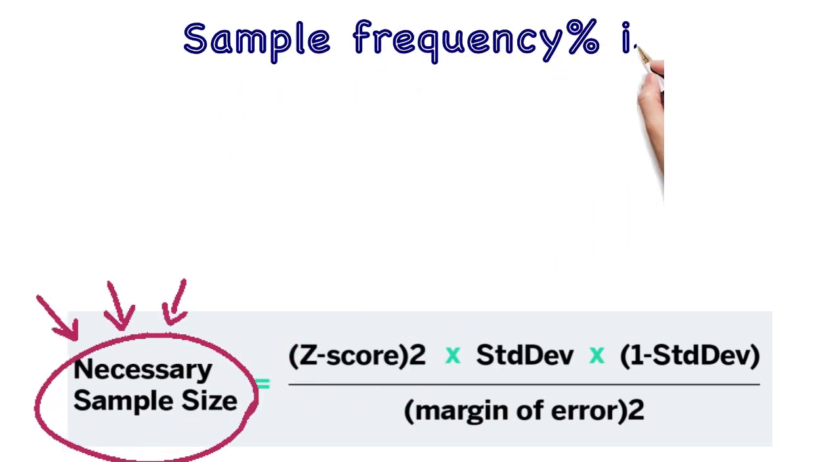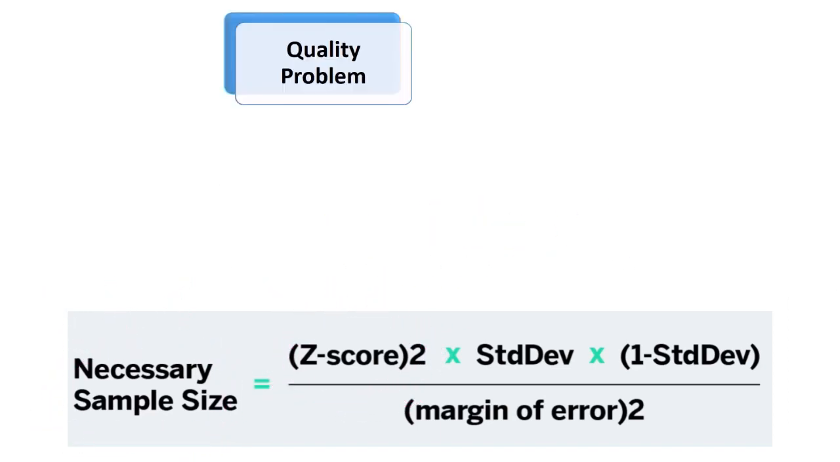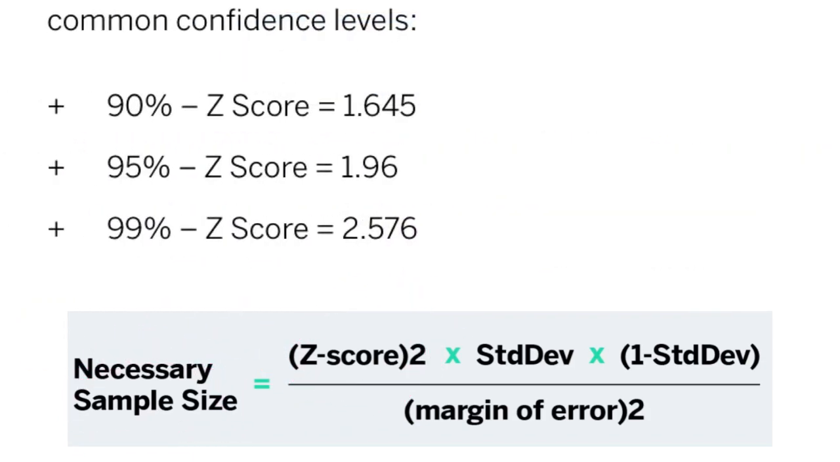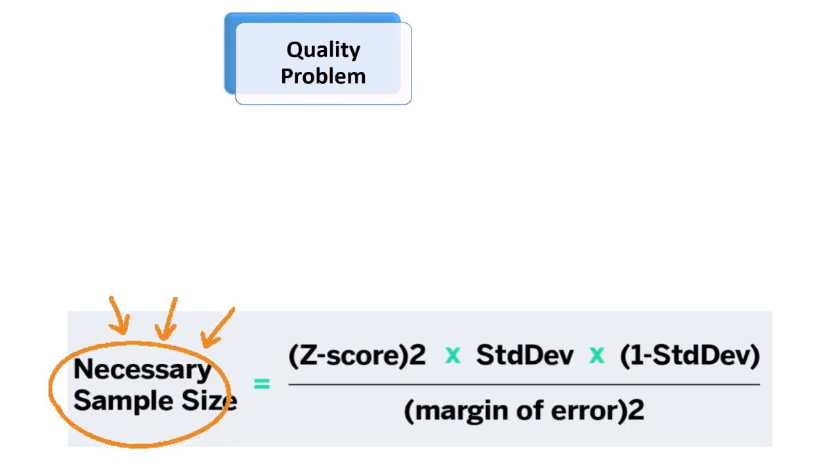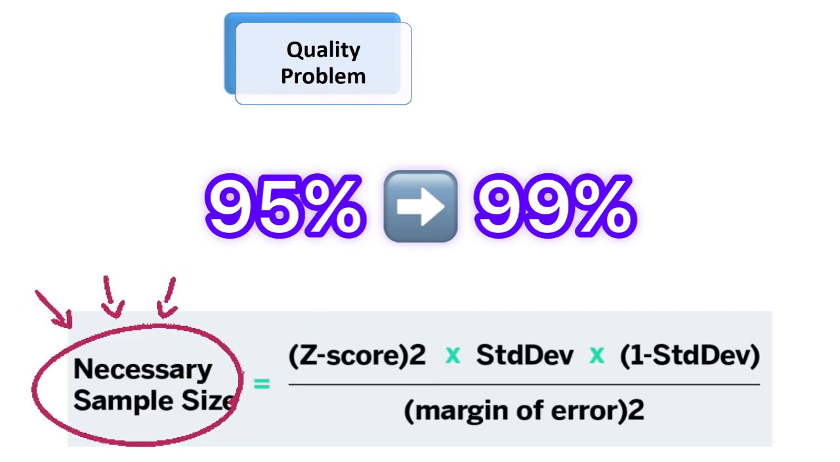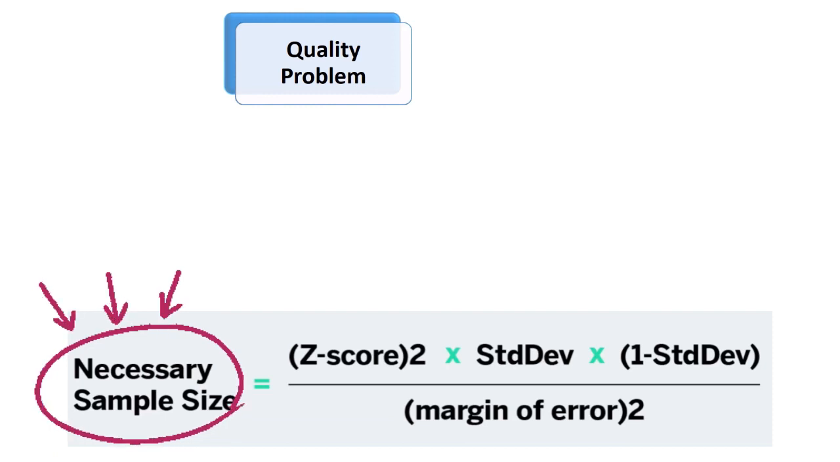Of course, this sample frequency is directly proportional to the target quality confidence level, which means if we want to increase the confidence level, we have to increase the inspection frequency. Now, this is expressed in terms of Z scores, and here you can see these Z scores for the most common confidence levels. But sample size is inversely proportional to the confidence interval, the allowable margin of error. So if we increase the quality confidence target from 95 to 99, we have to increase inspection frequency. But if we increase the allowable margin of error, or the acceptance criteria range, then we can reduce the sample size.